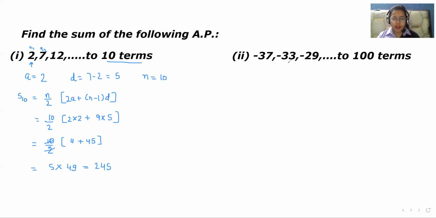Now, do try this question with the same formula. What is the value of a here? Minus 37. What is the value of the difference? Minus 33 minus (minus 37). That is, minus times minus is plus, and again plus minus is minus, so that is minus 33 plus 37, because this is positive. So we get plus 4.